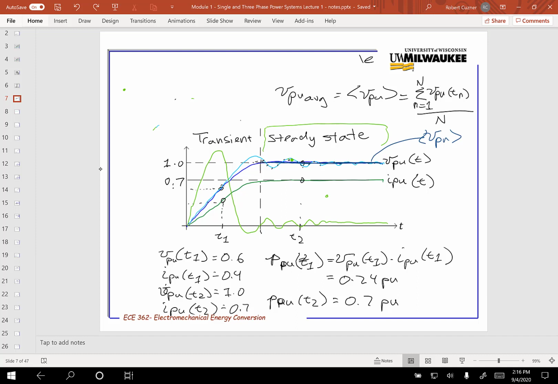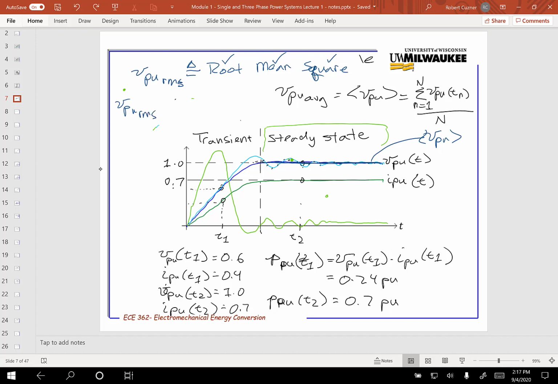So what would that be? If you said I've got a V per unit RMS, what does that mean? RMS means root mean square. So you square it, you take the average of the squares, and then you take the square root, in that reverse order there.